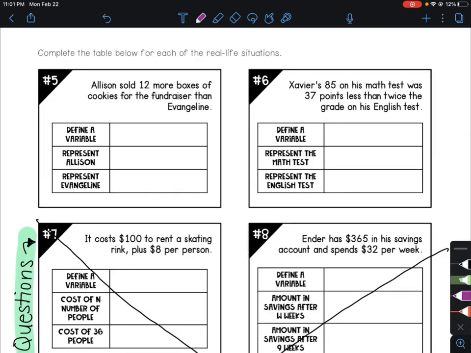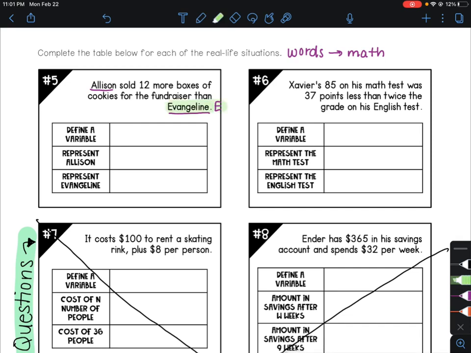Last two examples here, we're just going to do 5 and 6, and we're going to do the same thing. We're going to change the words into math. So to start, we need to figure out what we're comparing. In number 5, Allison sold 12 more boxes of cookies for the fundraiser than Evangeline. So I see Allison and I see Evangeline. So we're comparing, again, the number of cookies that they sold here. Allison, we know, sold 12 more boxes than Evangeline. We don't know anything about Evangeline, so we're going to use her as our variable.